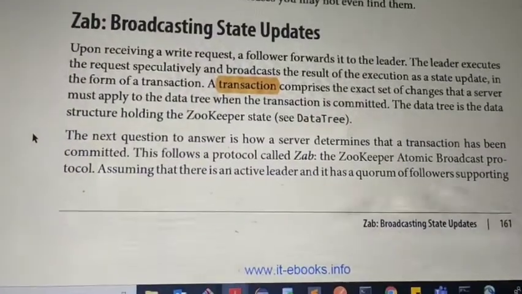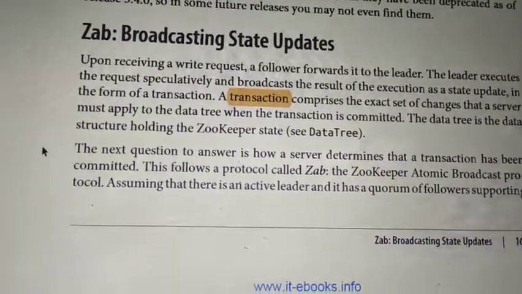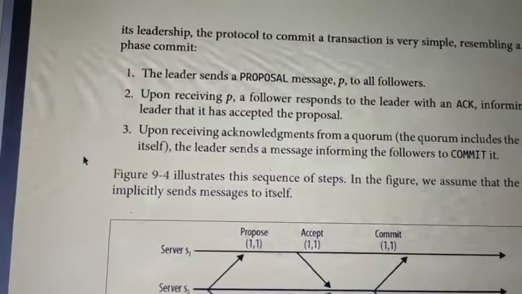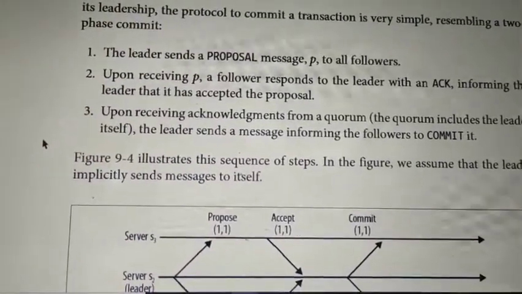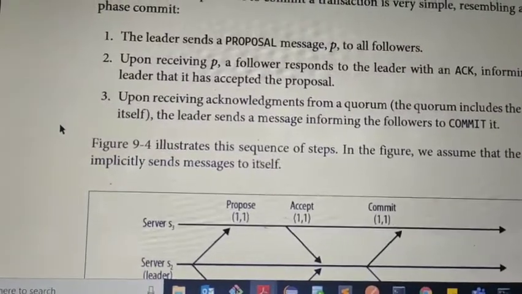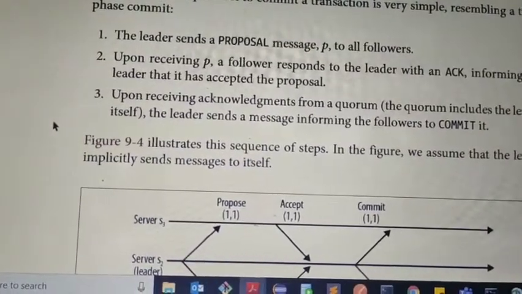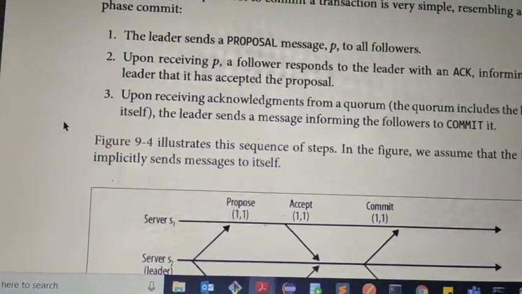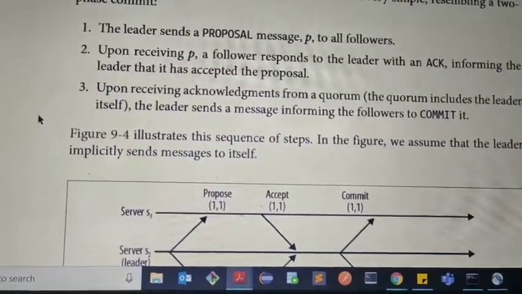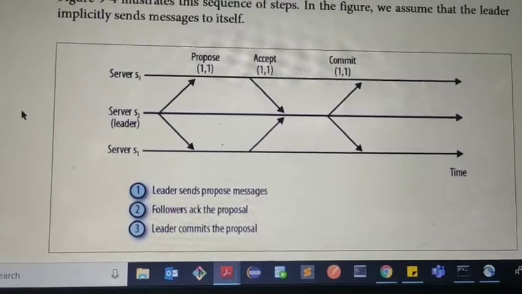Zookeeper uses an atomic broadcast protocol. So how does any transaction happen, like any write? Whenever some server receives a write request, it forwards it to the leader. The leader sends a proposal message to all its followers, and the followers respond with an acknowledgement, like an accept message, saying okay, I'm accepting this, and the accepted messages are written to the follower's log, so in the file system basically. Upon receiving the acknowledgements, when a majority of the followers accept, the leader commits the message and sends a message to the others to commit it. So this is the basic use case.